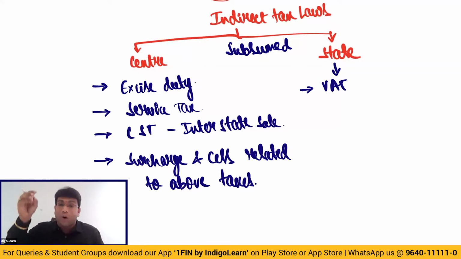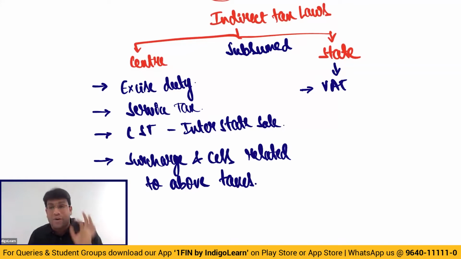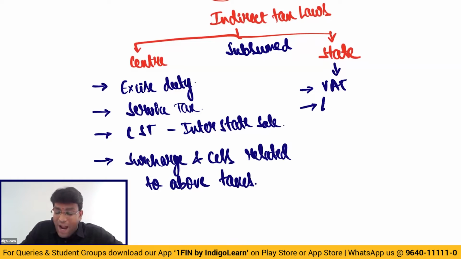And VAT was levied by state government and was also collected by state government. Whereas CST was levied by central government but collected by state government. I repeat once again, guys, CST was levied by central government and collected by state government. But VAT was not like that. VAT was levied by state and was also collected by state. So state level taxes, VAT.